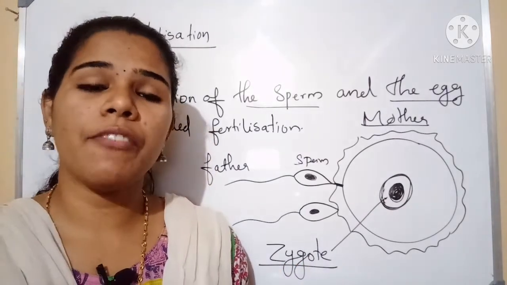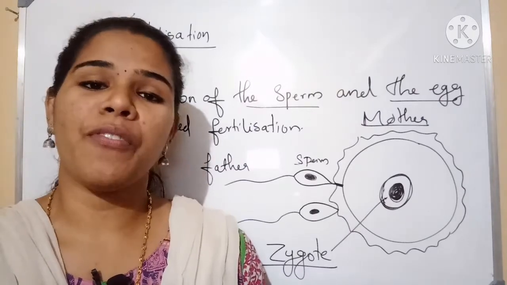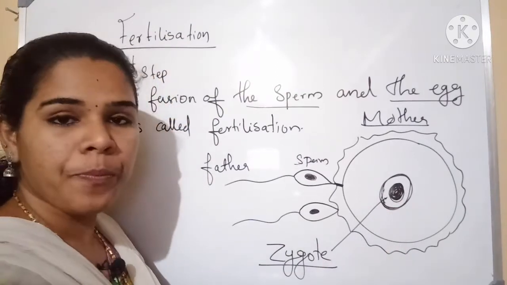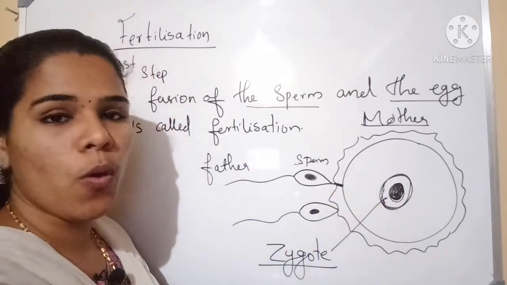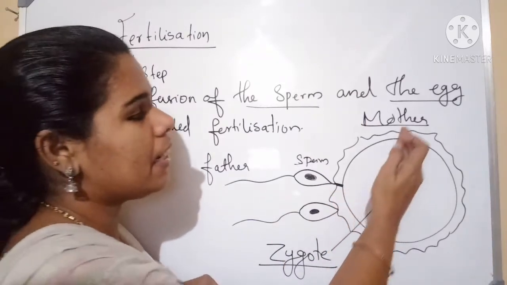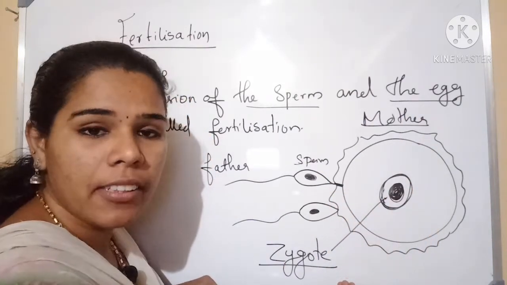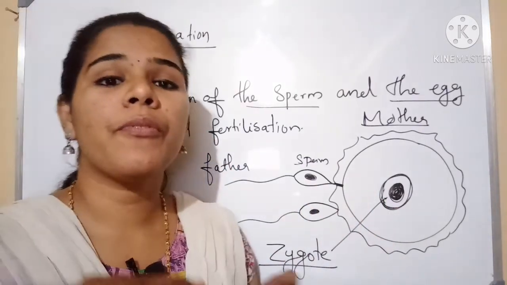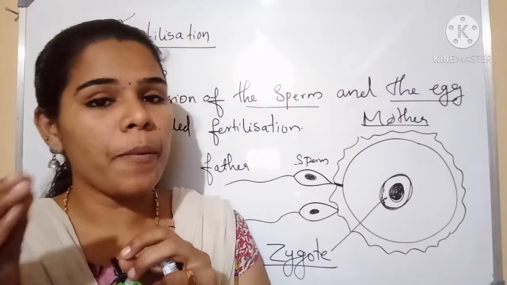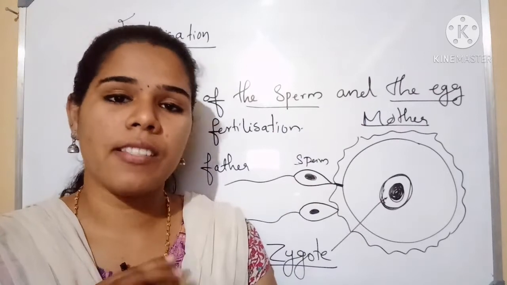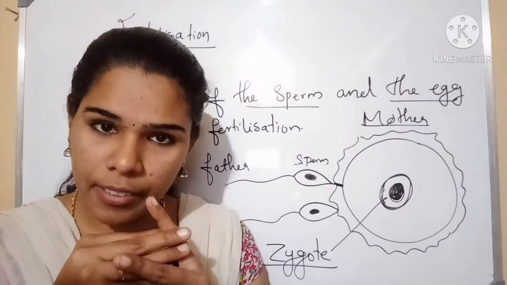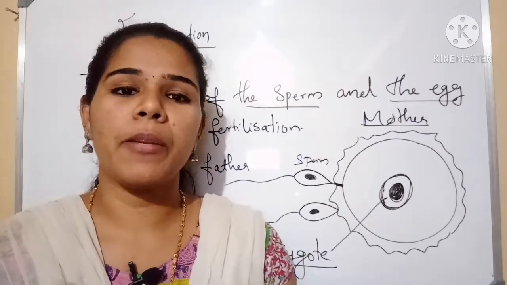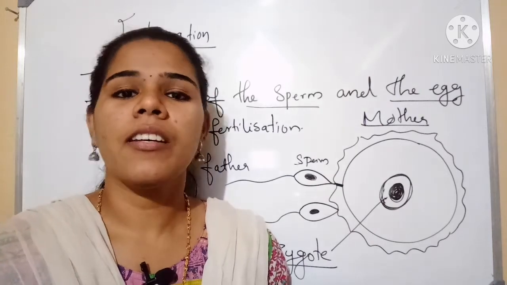So the zygote is the first stage of an individual. This is actually an individual because this nucleus contains half of the characteristics from their mother and half from their father, because one nucleus comes from the father and the other nucleus comes from the mother. So joined together, that particular individual shows some characteristics from their mother and some from their father.